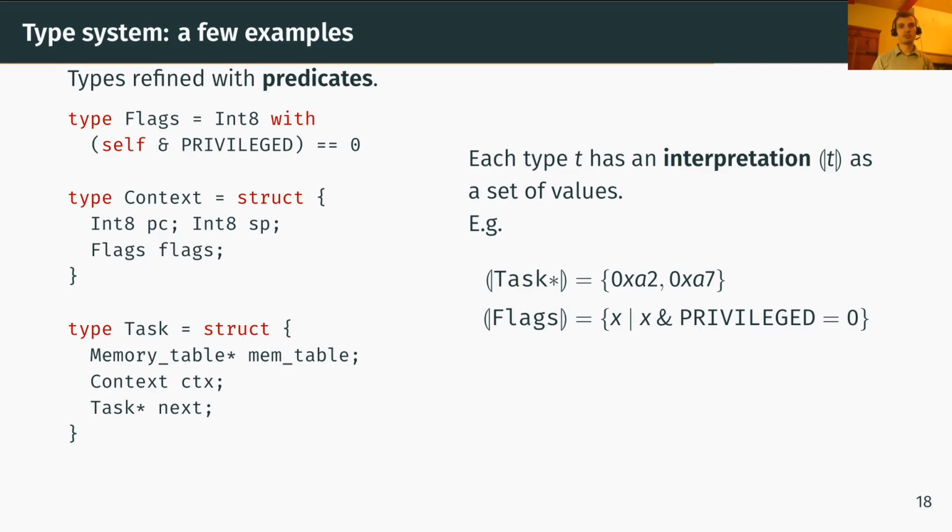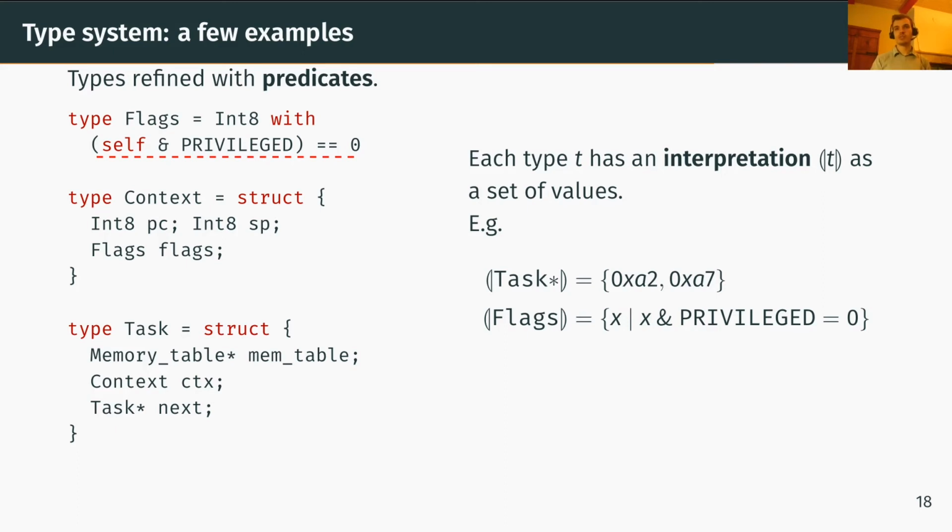It's similar to C types, but we enrich them with predicates that constrain the values of a type. So here, for instance, this predicate expresses that values of the type flags, when put in a bitwise AND with the privileged bit mask, must result in 0.